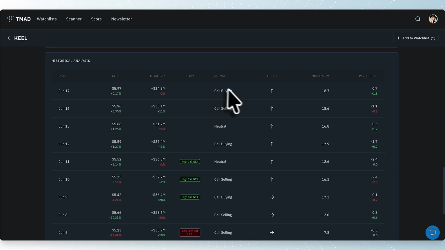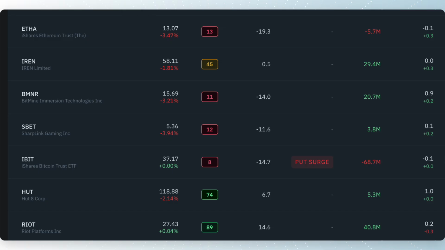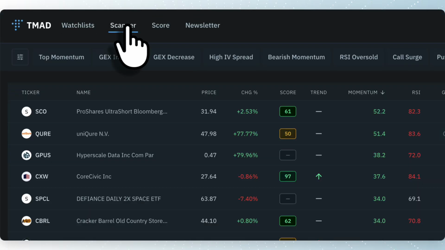everything on the scanner. We see call buying signal still. Okay, that's another signal we hold, which is good. You know that there is call buying happening, and that's a bullish signal as well. You can go to scanner and scan for names.